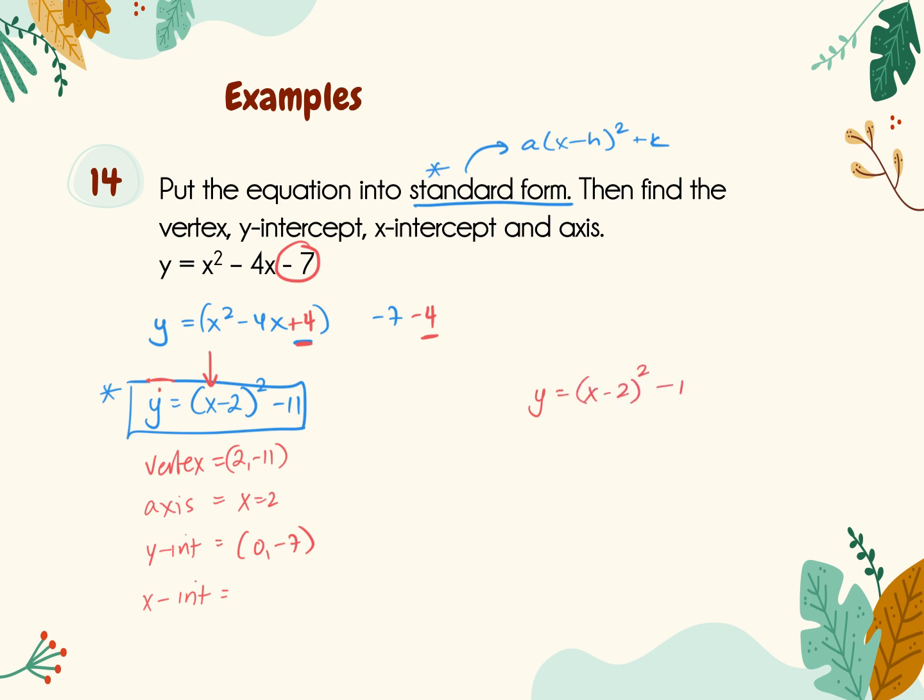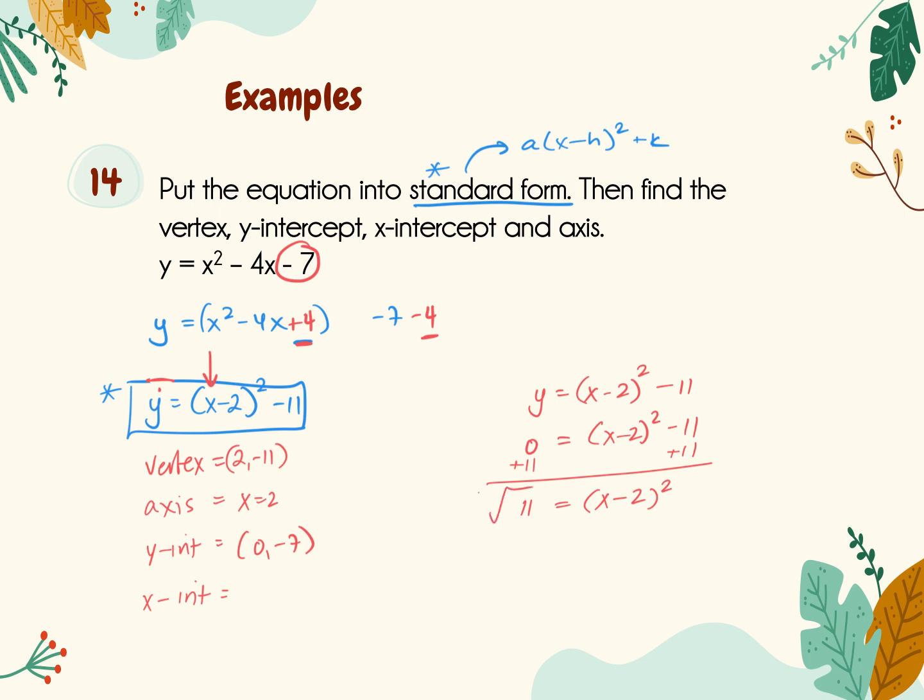I have to make something equal to 0 to find an intercept. So my x-intercept is going to be found by making y equal to 0. So I'm going to make y equal to 0, and I'm going to solve for x. I'm going to start by adding 11 to both sides. So 11 equals (x - 2) squared.